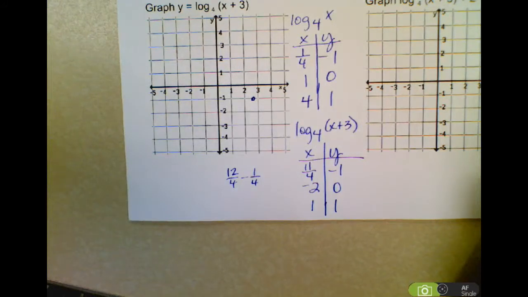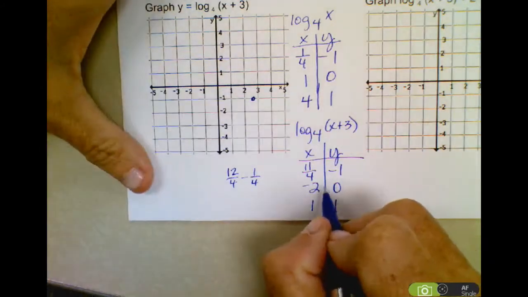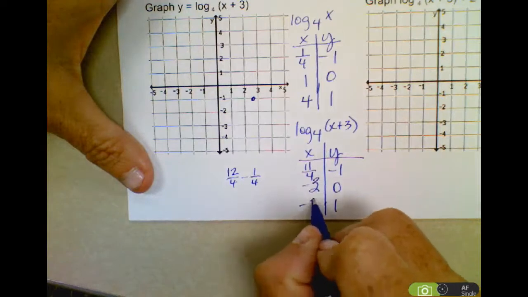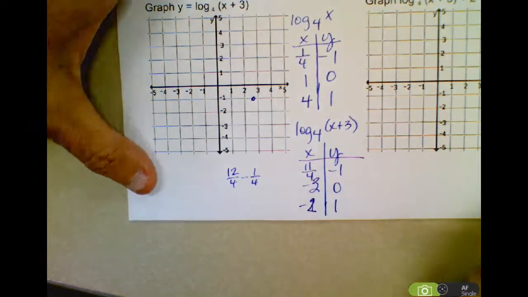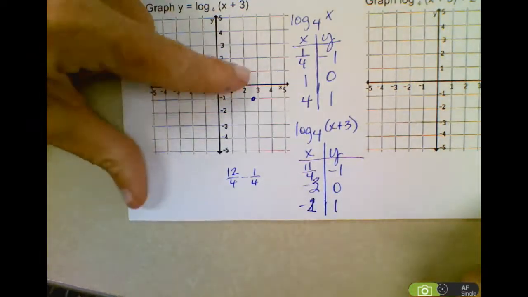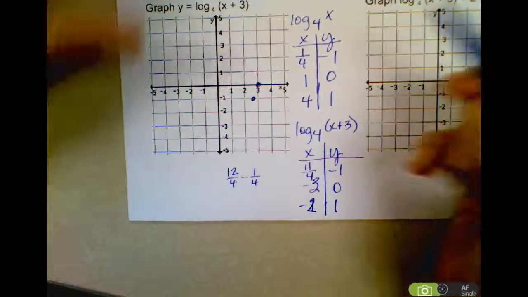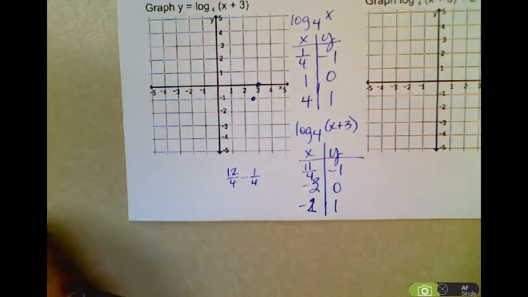I'm sorry, this one is not right. We're just subtracting by 3. So this should be a -3 and a -2. There we go. Okay. So -3, 0, and, oh, let's start that over. I am so sorry. Okay.